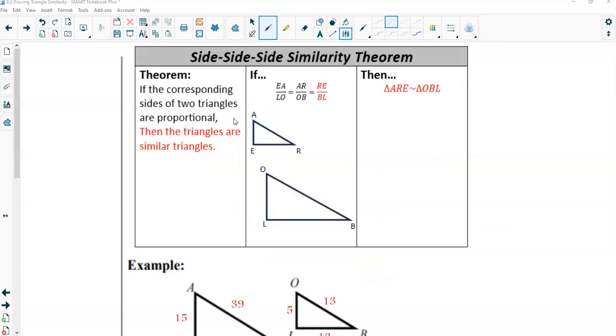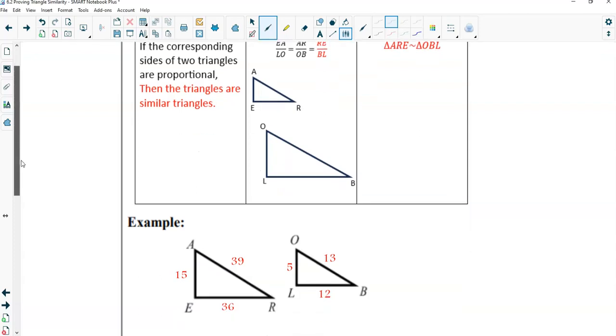And this is our third and last similarity theorem, the side, side, side. As long as I can prove that all corresponding sides are proportional, then the triangles are similar triangles. In this case, if EA is to LO, as AR is to OB, as RE right over here is to BL, and those are equal ratios, then triangle ARE is similar to triangle OBL. Okay, here is the example.